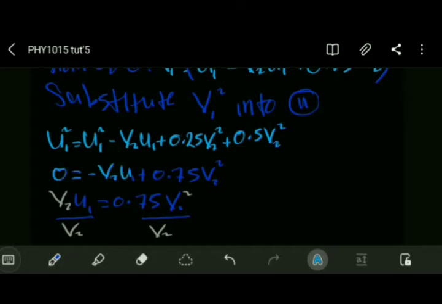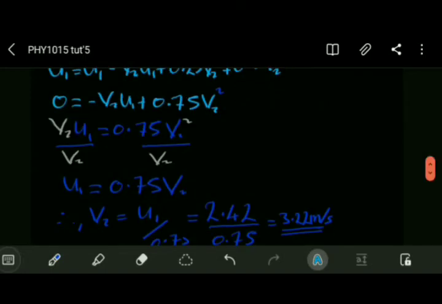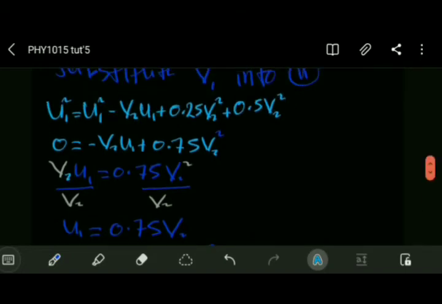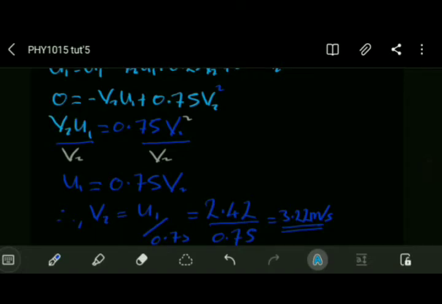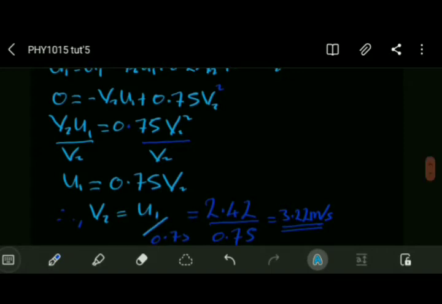Okay, we work that out, we are going to discover that we can actually solve for v2. We are going to have a 0 being equal to that. Yeah, it's just mathematics here. You can try it. So we do that, we keep working. We are going to realize that u1 is going to be 0.75 times v2. Once you have reached here, you know that u1 was given as 2.42 meters per second. So the only thing remaining here is simply v2, which will be u1 over 0.75.